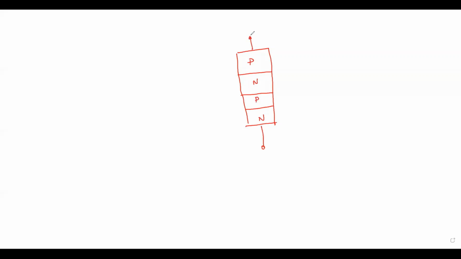It has three terminals. This is known as anode, this is cathode, and this one is known as gate. In the video it is mentioned that one engineering scientist has invented this one. Who is that person?